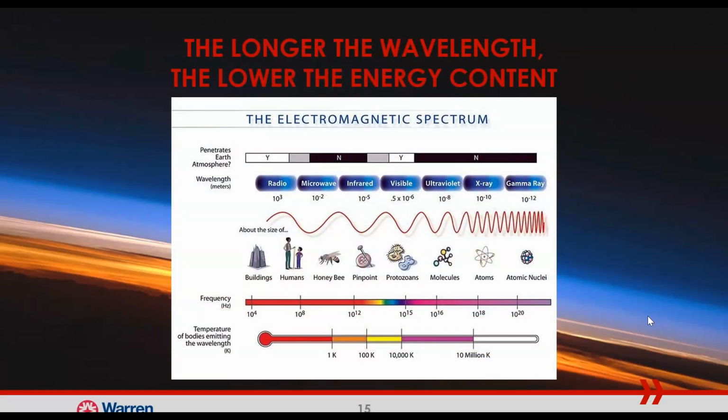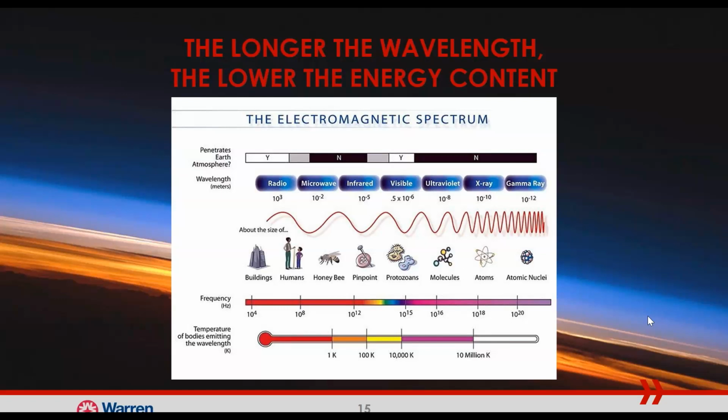So the longer the wavelength, the lower the energy content. I just want you to be aware of that. For the sake of our courses here at Warren, you do not have to necessarily memorize all these exponentials, but you can see that radio waves can penetrate the Earth's atmosphere, microwave, infrared a little bit less, visible, those three colors, yes, and then ultraviolet, X-ray, gamma ray. You get the sense of the size of the electromagnetic wavelength there. You get your frequencies, and you get your temperature there as well. So it gives you a little bit of a sense in this chart of what we're dealing with. But what you want to remember is the longer the wavelength, the lower the energy content.